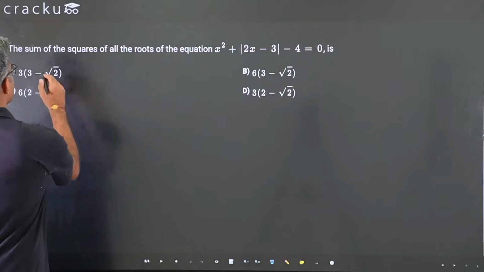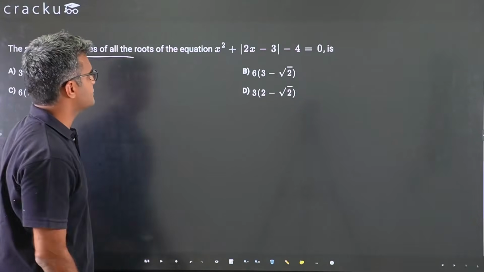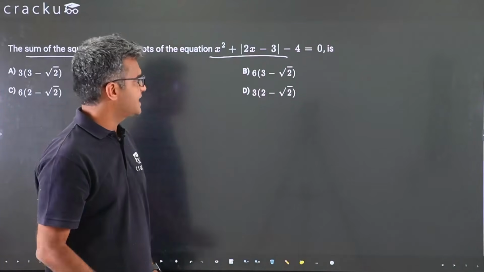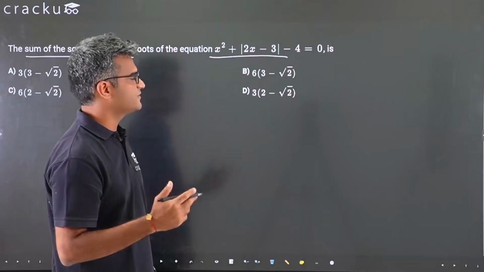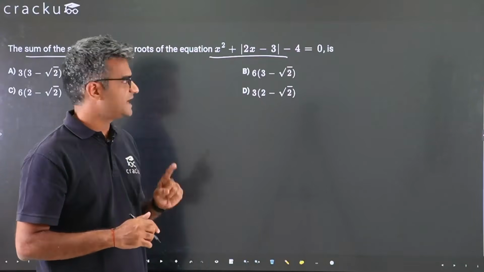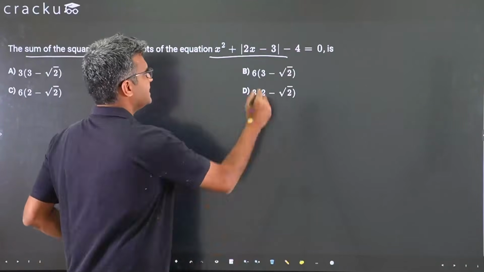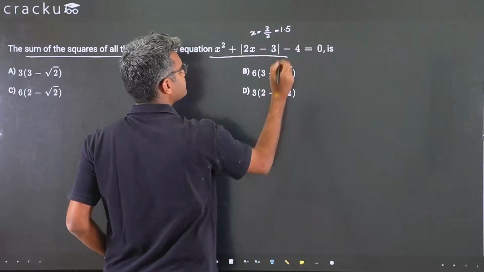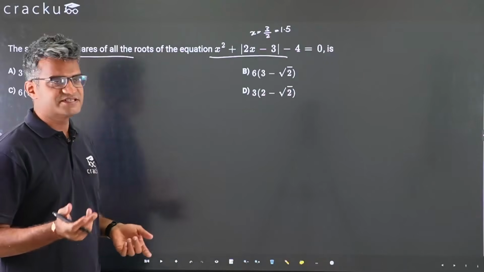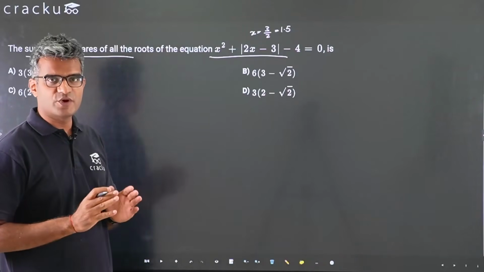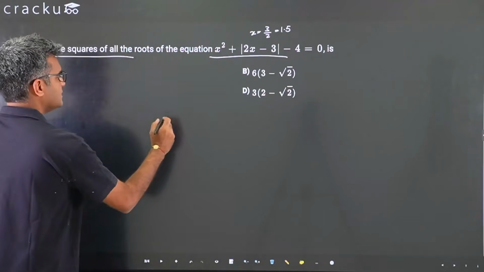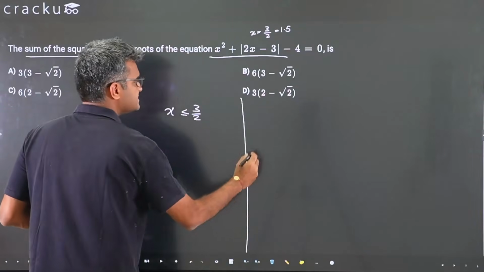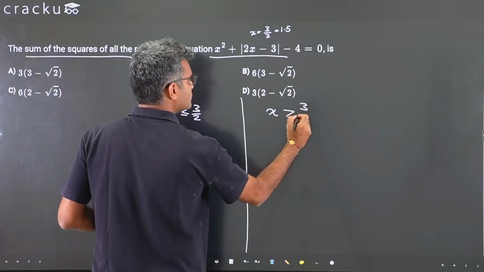In this question, we are asked to calculate the sum of the squares of all the roots of the equation x square plus 2 times x square plus modulus of 2x minus 3 minus 4. There is one modulus in this and the inflection point for that modulus is x is equal to 3 by 2, which is equal to 1.5. This is where the modulus will change its sign. As there is one inflection point, there will be two cases that we have to consider. In the first case, x is less than or equal to 3 by 2. In the second case, x is greater than 3 by 2.